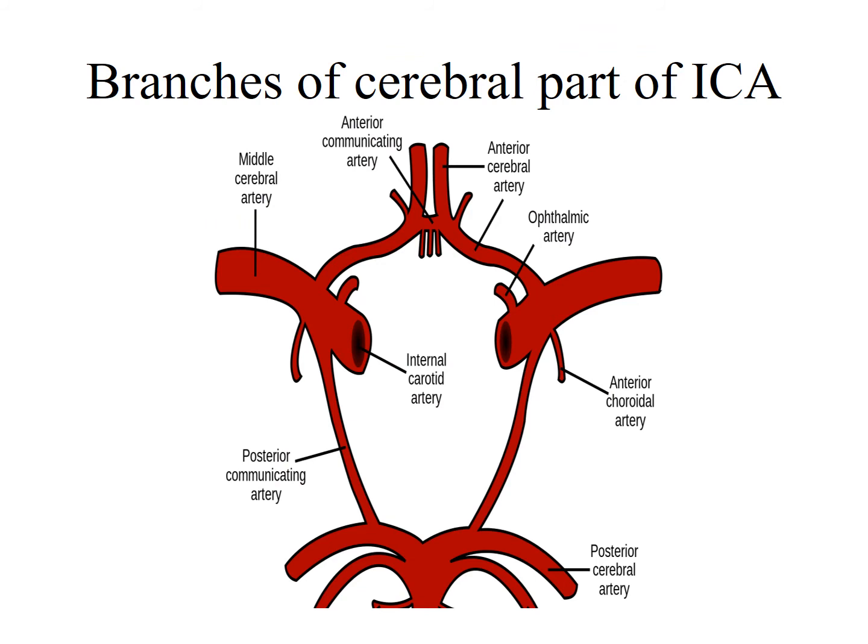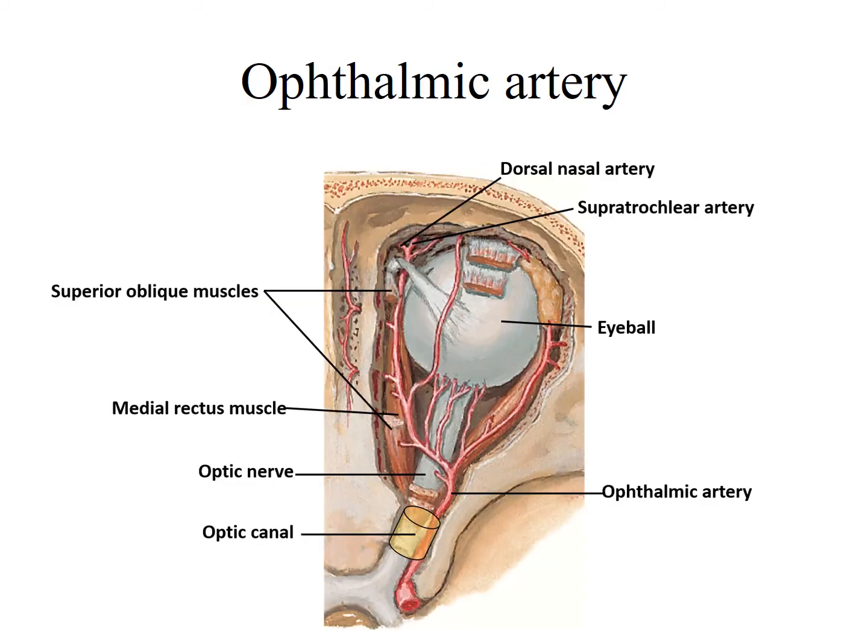So this is again the branches of the internal carotid artery. You can see the ophthalmic branch, and here they have shown the anterior choroidal artery. In this picture, the anterior choroidal artery is clear. Then the terminal branches, the anterior cerebral artery and the middle cerebral artery. This middle cerebral artery is a very, very important artery. Now we are going to see in detail about the branches of the internal carotid artery.